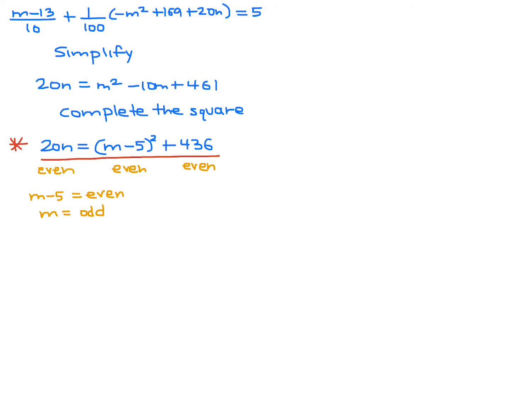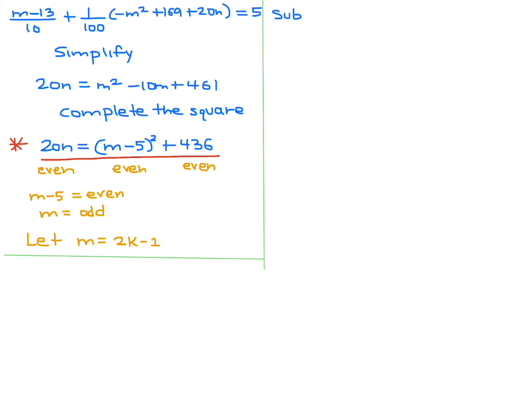Okay? So I hope that made sense. So since m is odd, I will let m equal an odd form, which is 2k minus 1. Right? Any odd number has that form. And I will now substitute that back into this guy right here.